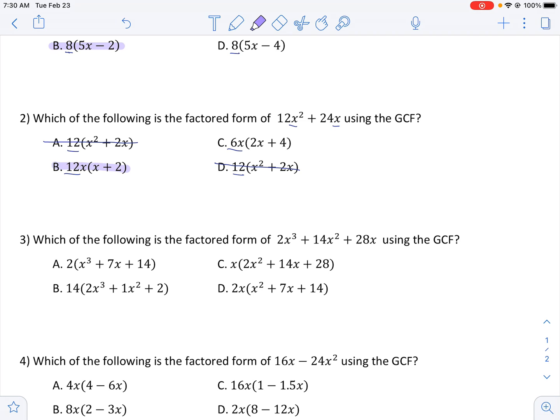Okay, and if I take out one x from each term, I would be left with just an x and just a number. And you can always check your work by distributing it back out. 12x times x would be 12x squared, and 12x times 2 would be that positive 24x, and that's what we started with, so that's how we know it works.